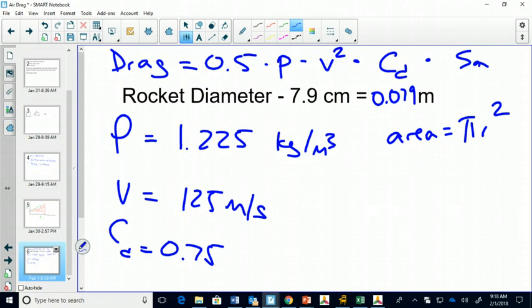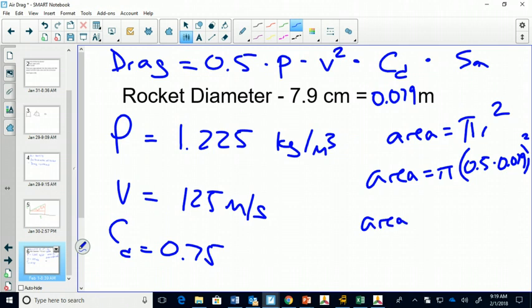Okay? So I'm taking the area to be pi times, if I want to find r, how do I get r from diameter? Good, good, good. So 0.5 times 0.079, and I'm going to square that. So can somebody pop that in for me? What do I get?